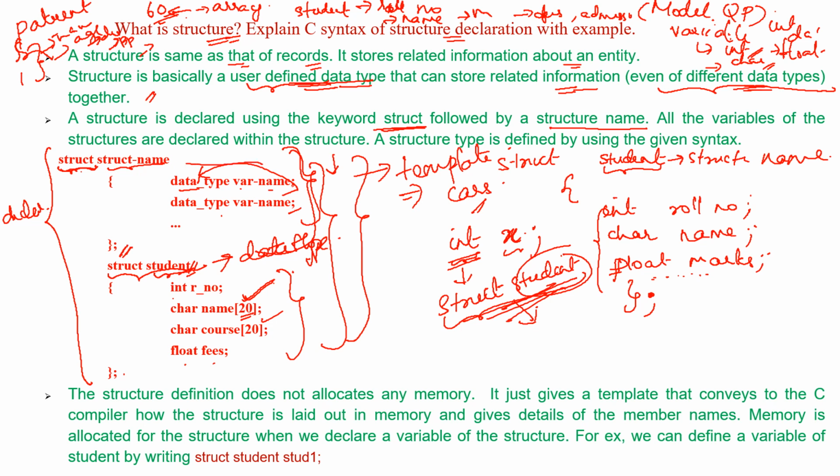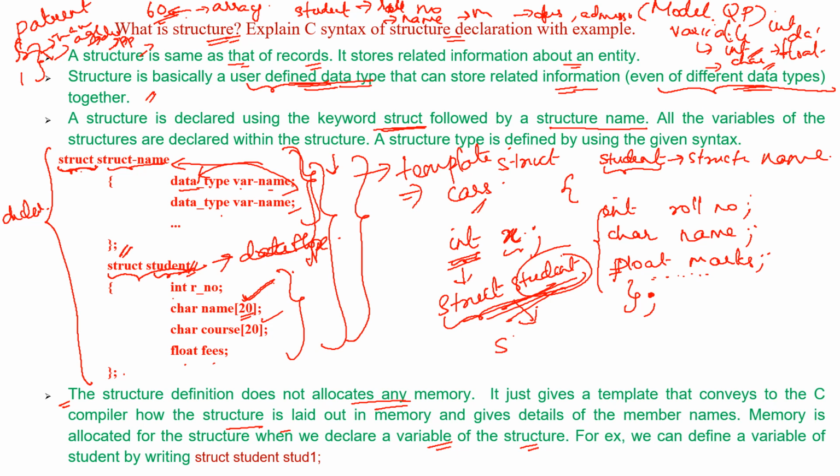Are you able to understand the concept? Memory is not allocated. That is what is written in the next point. The structure definition does not allocate any memory. It gives just a template that conveys to the C compiler how the structure is laid out in memory and gives details of the member names. Memory is allocated for the structure when we declare a variable of the structure.